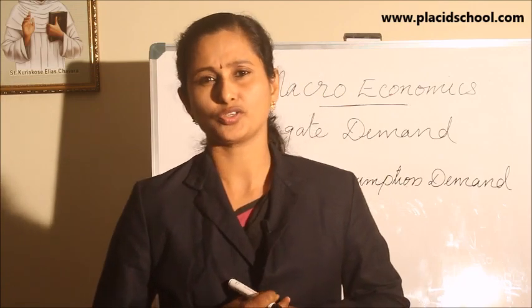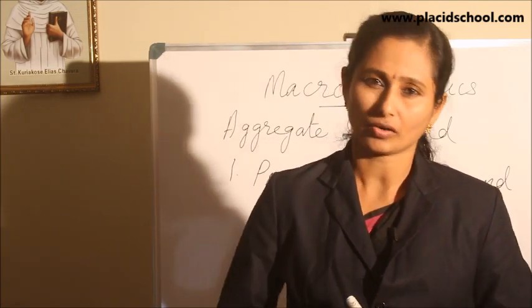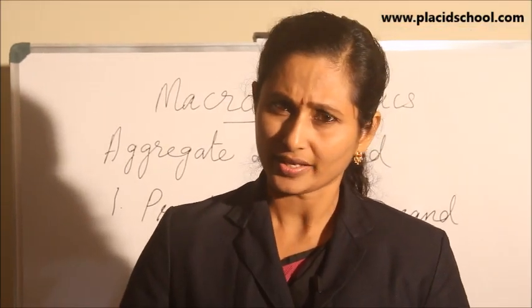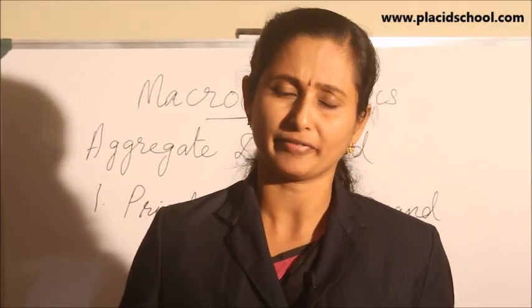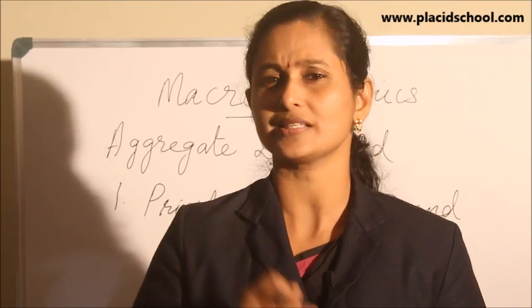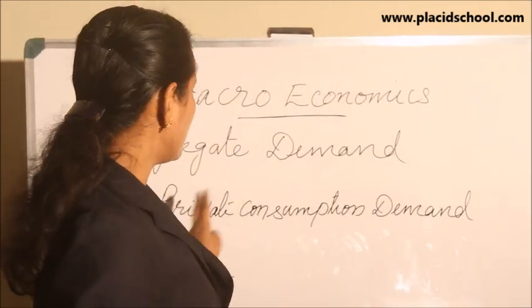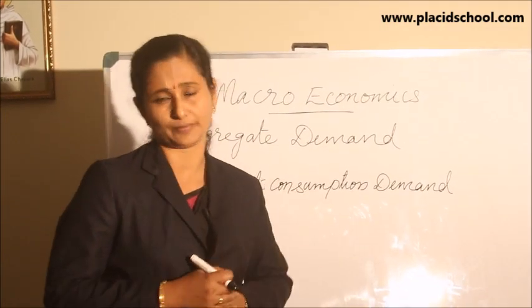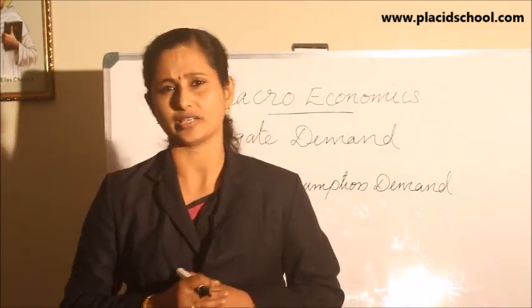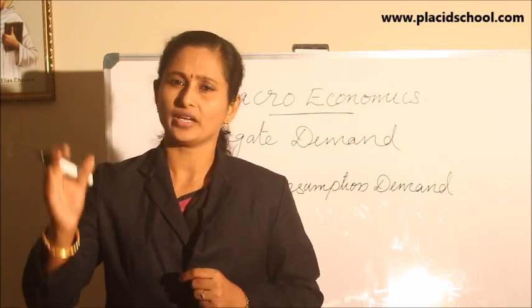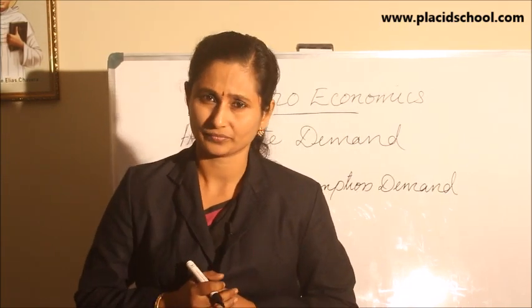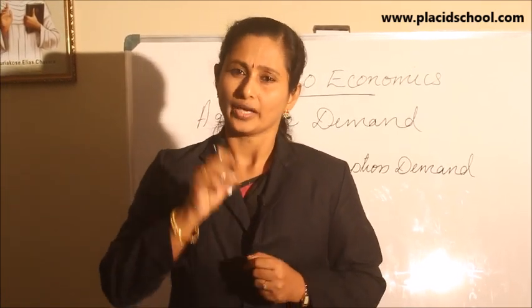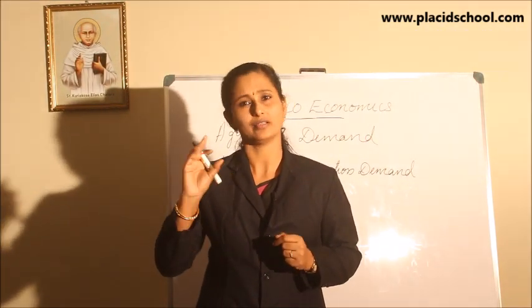For example, consumers spend money for food, clothing, or in order to purchase furniture, buy books. They are spending money for different items. The sum total of all these expenditure constitute the private consumption demand or private consumption expenditure. Consumption expenditure is moving in the same direction with that of the income. When income increases, consumption also increases. So, income and consumption are moving in the same direction.